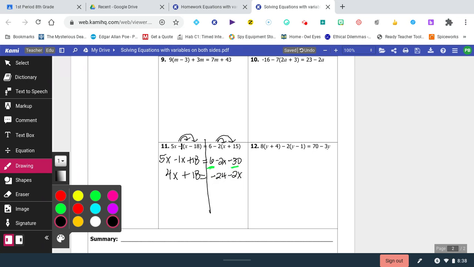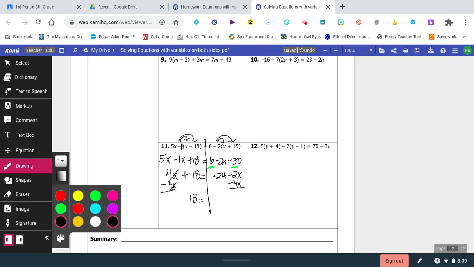All right, so I'm going to get rid of the 4x because now I've gotten the parentheses out of the way by using the distributive property. I've combined like terms, so now I'm going to get rid of a variable term. I'm going to get rid of the 4x. I'm going to change the sign of the 4x to negative 4x. Make sure you line up like terms together. Don't put that negative 4x underneath the negative 24.